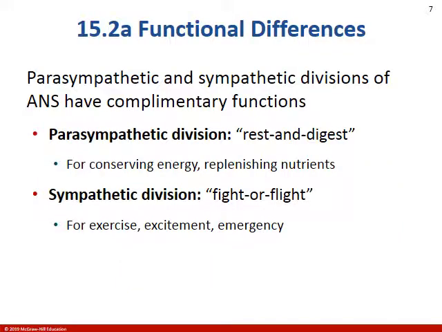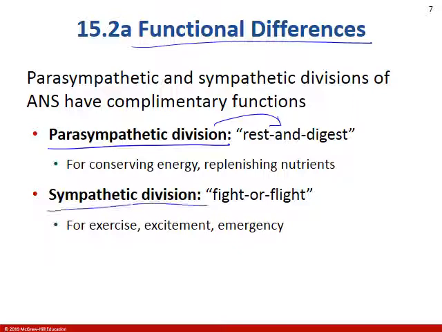If we wanted to look at functional differences, simply put, parasympathetic is rest and digest. You've just eaten a really large meal, you're trying to digest that meal, and usually, since it also has something to do with pupil control, most people say you just had a really large meal and you're sitting down to read something. Sympathetic division really simply would be fight or flight.